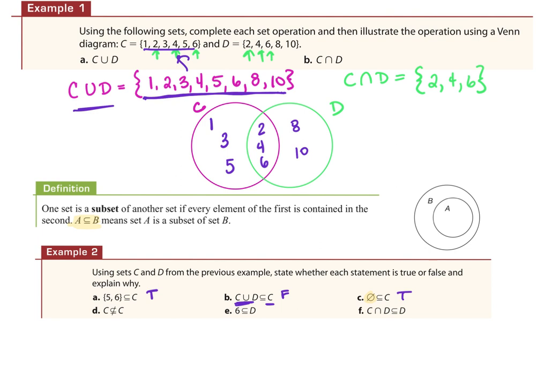Look at D. C is not a subset of C. True or false?